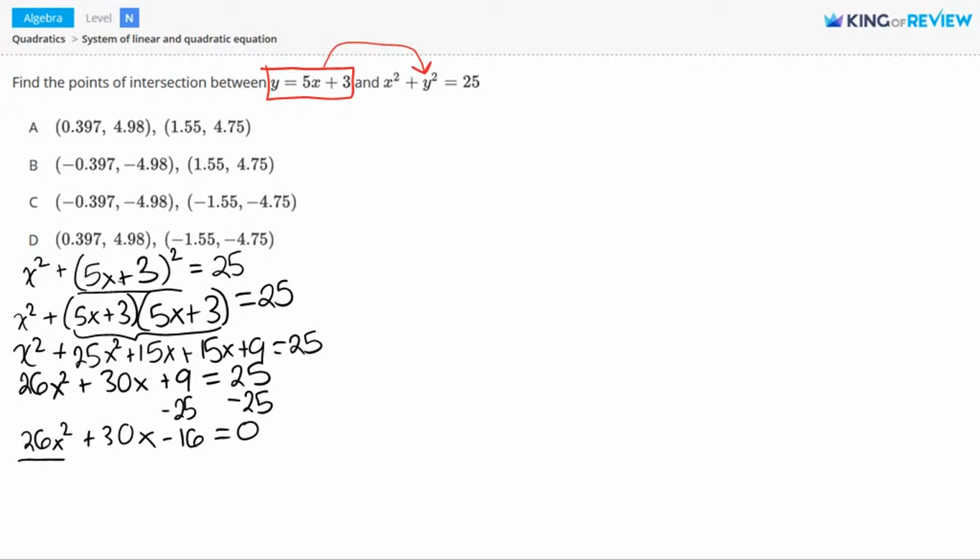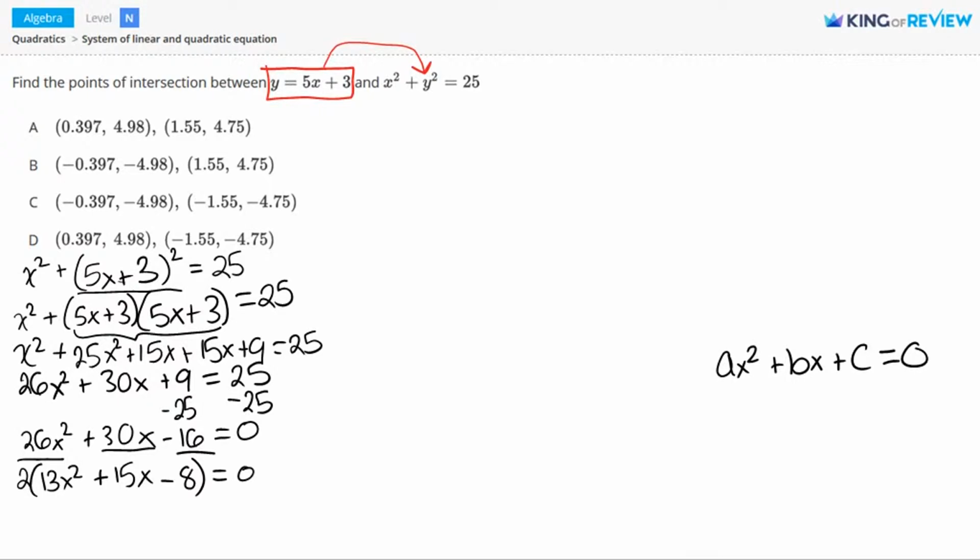Now, are there any common factors between these three terms? Yes, 2 is a common factor, so let's factor out a 2. We have 2 times (13x squared plus 15x minus 8) equals 0. Our equation is now in the form ax squared plus bx plus c equals 0. When we have an equation in this form, we can use the quadratic equation to solve for x.